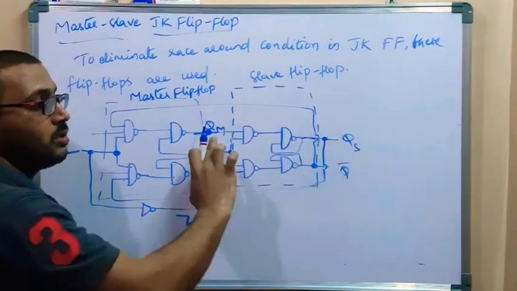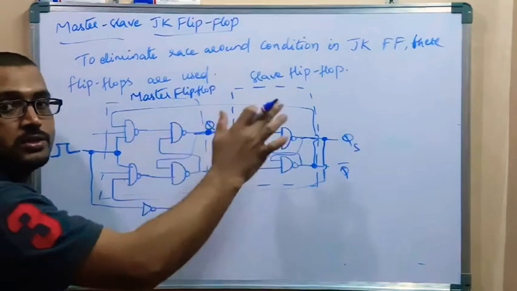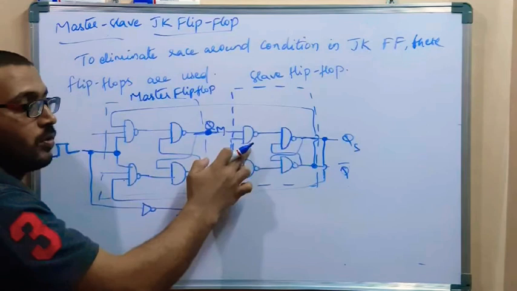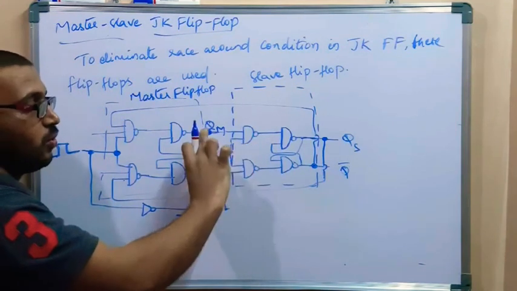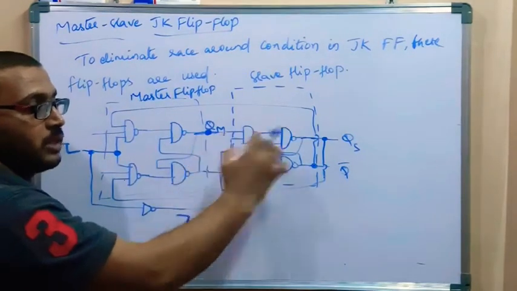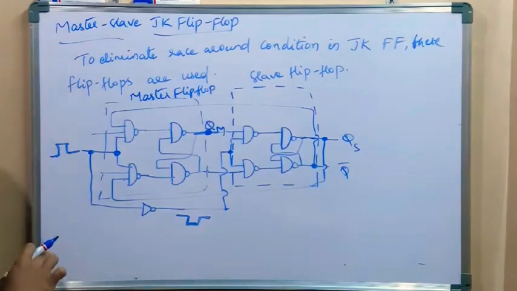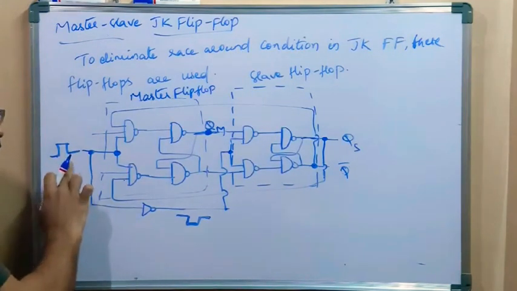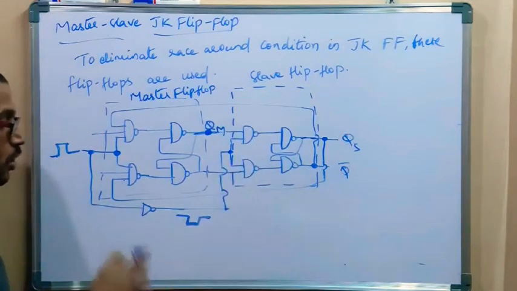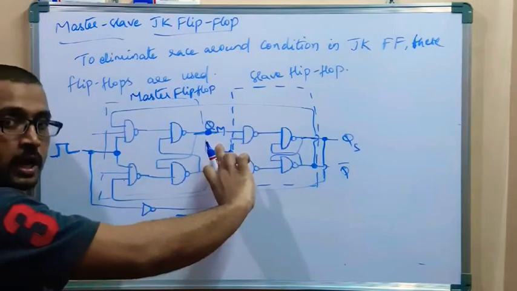The slave copies the data of the master as it is, because the master output is connected as input to slave flip-flop. So whatever the output appears here, slave as it is copies the master output here, right? When negative edge of the clock pulse appears, at that time master is inactive and slave is active. That is, the clock pulse for master is disabled, the clock pulse for slave is enabled.